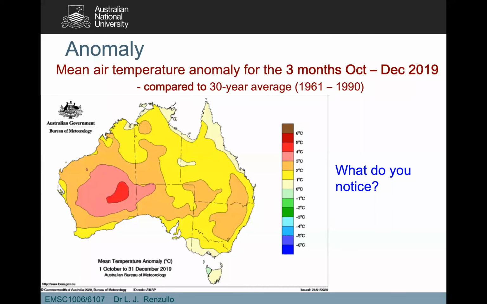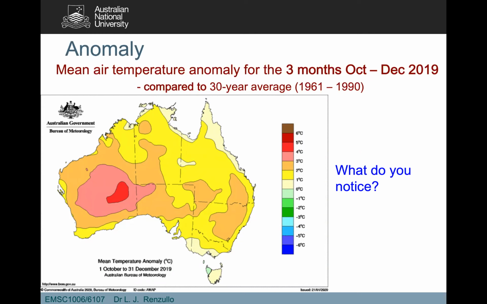So what we saw was the previous plot was the time series for a location. We can, of course, extend this to the whole country and look at time series for each area of the Earth, but Australia through time. And here we've got the air temperature anomaly for 3 months of 2019, October to December. And they are deviations from the 30-year average between 1961 and 1990.